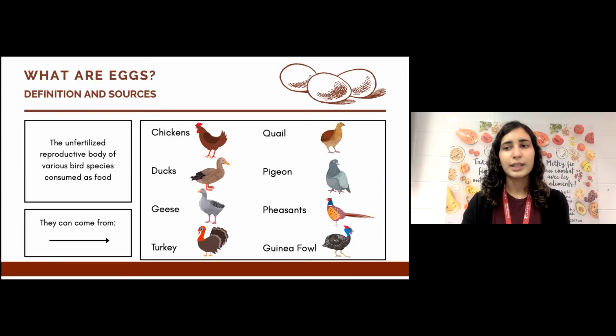Eggs are the unfertilized reproductive body that comes from various bird species and are consumed as food. While chicken eggs are the most common, eggs can also come from ducks, geese, turkey, quail, pigeon, pheasants, and guinea fowl. And the size of the egg changes depending on the size of the bird.